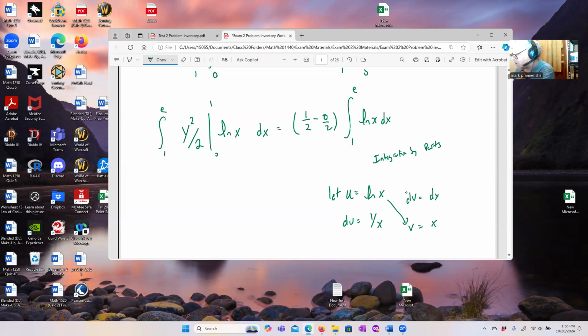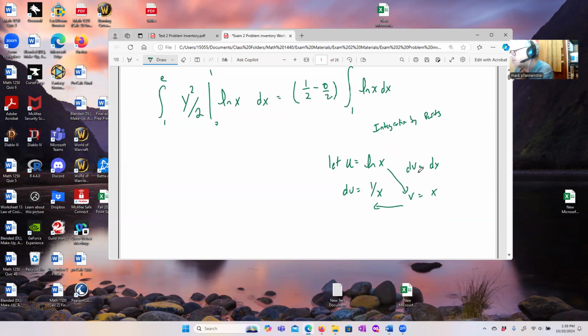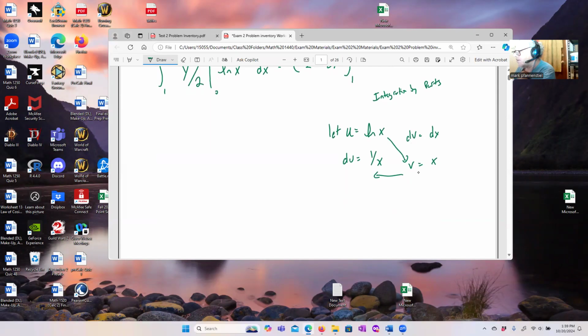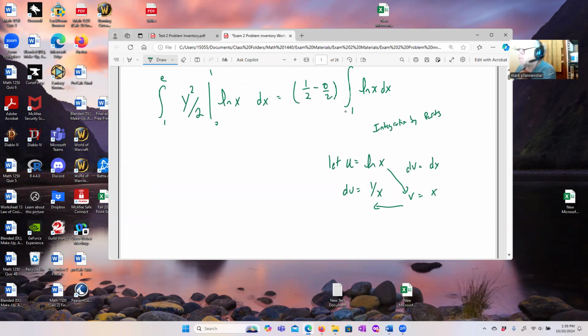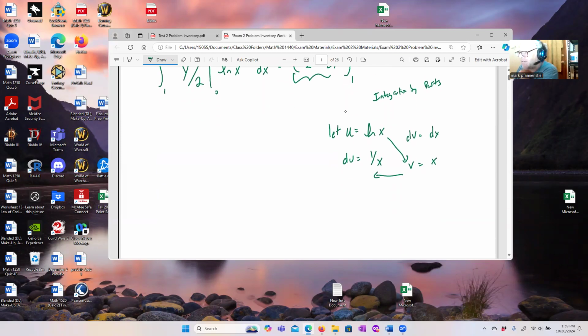And then we go ahead and do our little box thing that we have here. So we're going to have x ln x minus the integral of x times 1 over x. So if you don't mind, I'm going to go ahead and reduce this 1/2 minus 0 to just 1/2. And then we are going to be dealing with the integral of natural log of x. But since we've started working on this, it's just going to be x ln x minus the integral of x over x dx, as well. x goes from 1 to e.